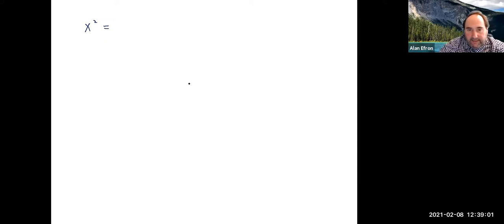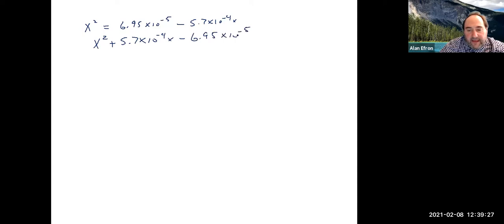Gets us something like, we'll call it, 6.95 times 10 to the minus 5. And then that's going to be minus 5.7 times 10 to the minus 4 x. Bringing everybody to one side: x squared plus 5.7 times 10 to the minus 4 x minus 6.95 times 10 to the minus 5 is equal to 0.